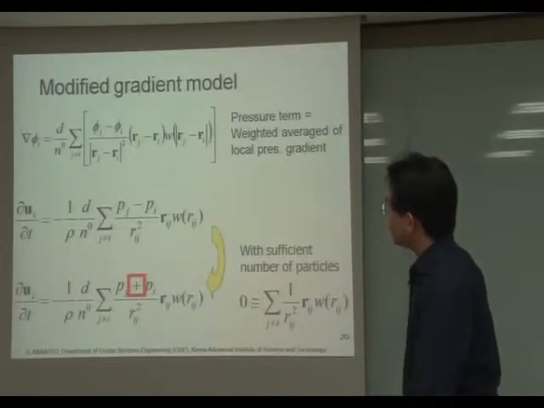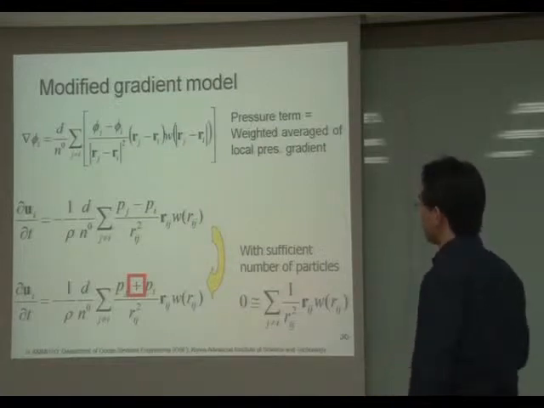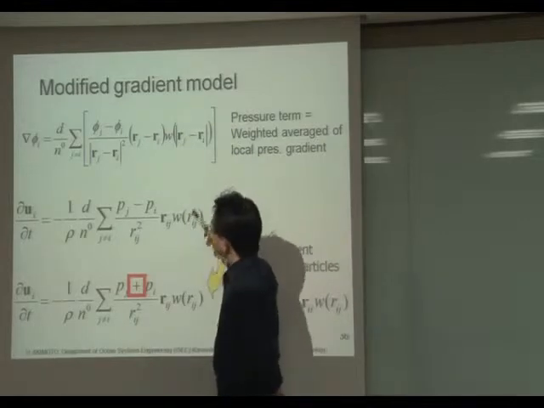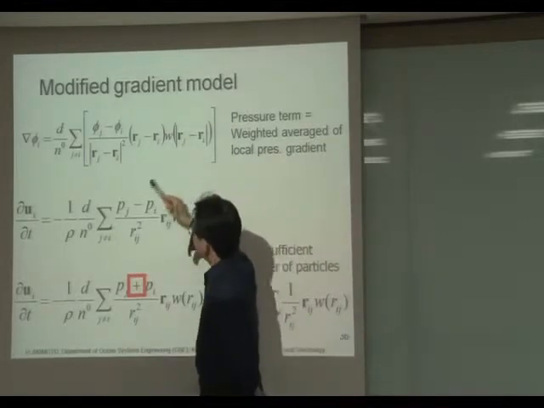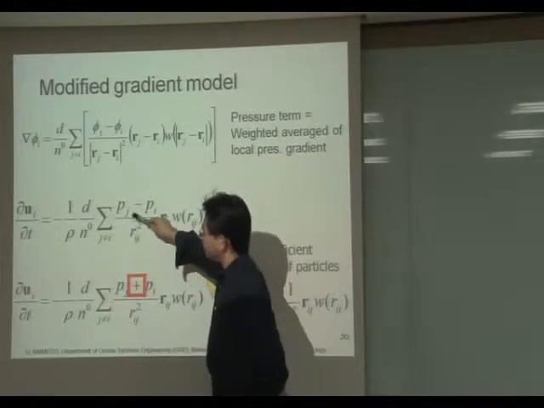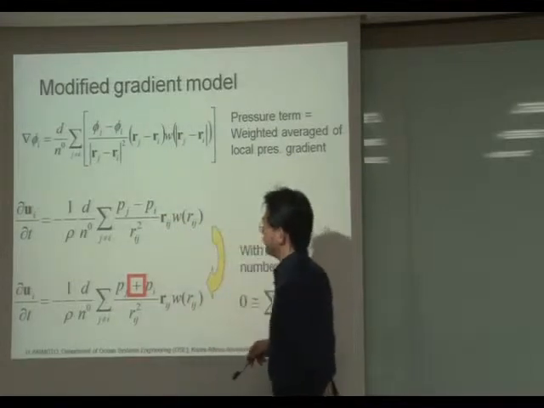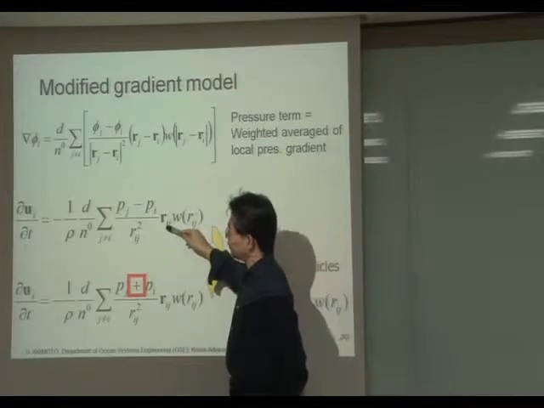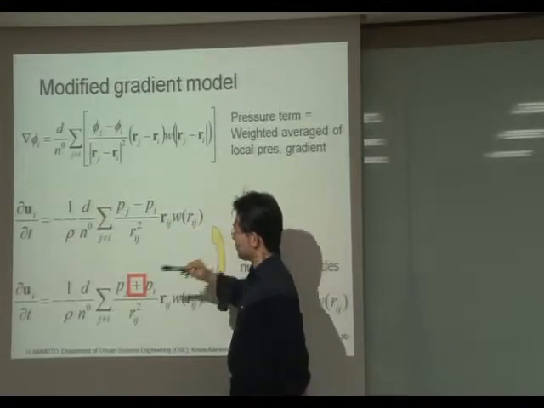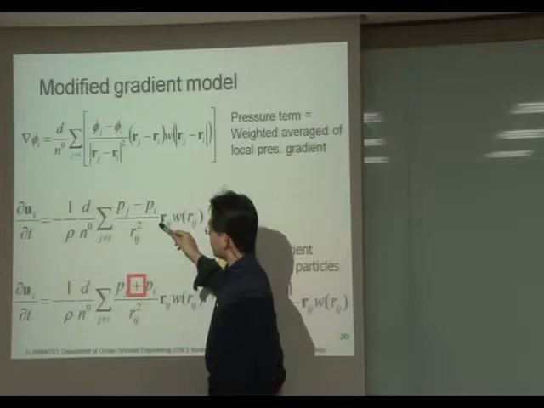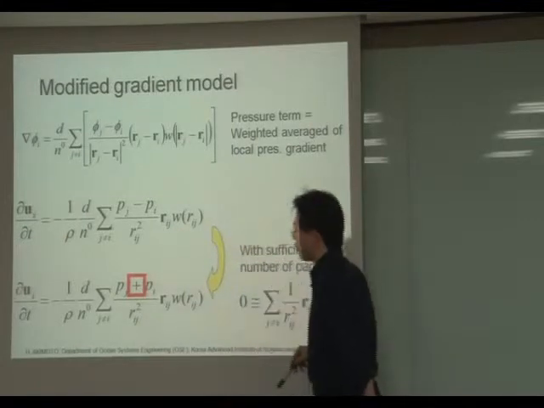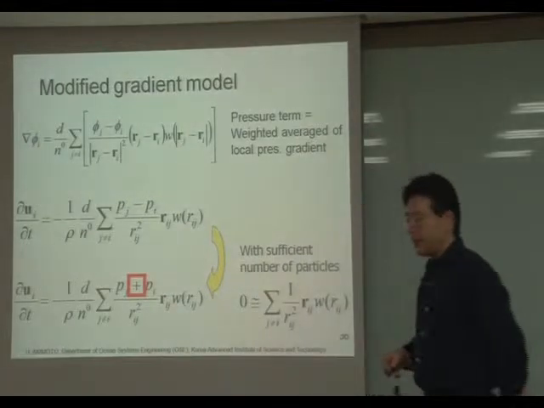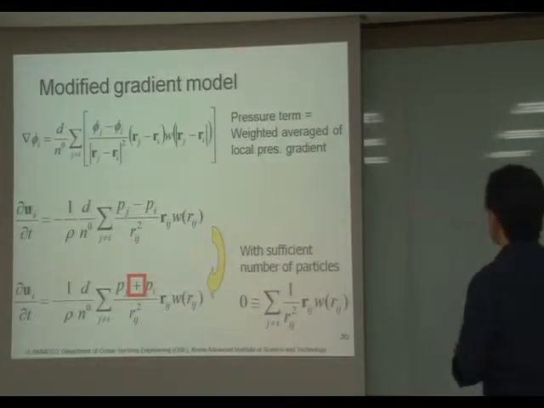Other consideration is for the gradient model. This is original gradient model I have shown you in the last class, but it has some problems because we can consider the pressure gradient is the interaction between particles.